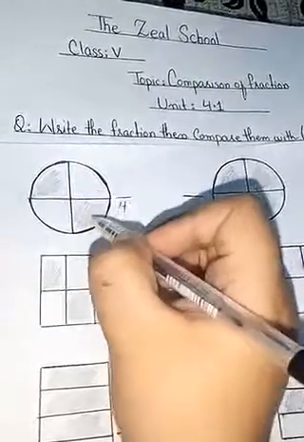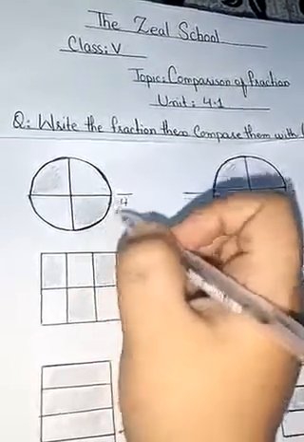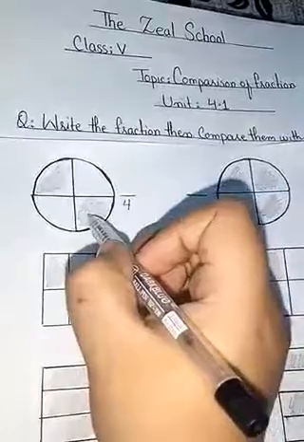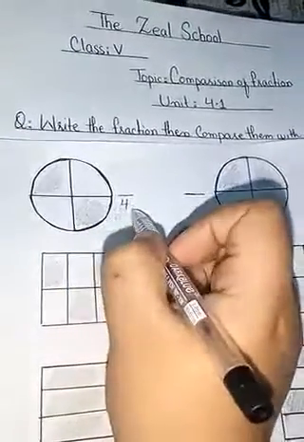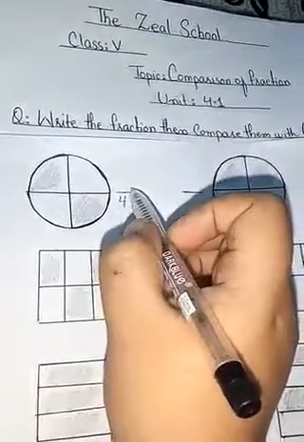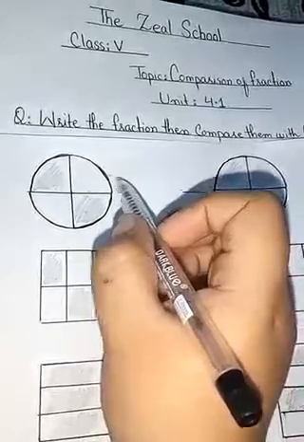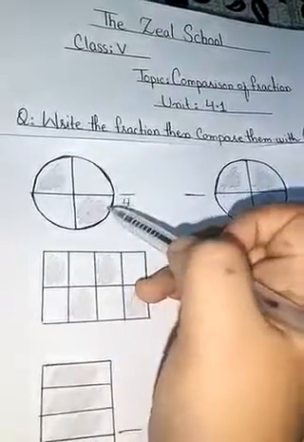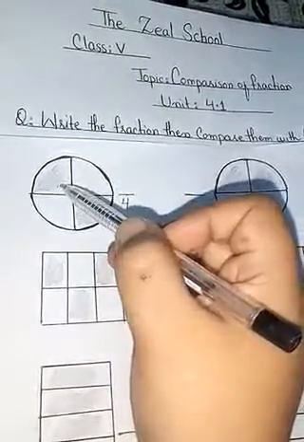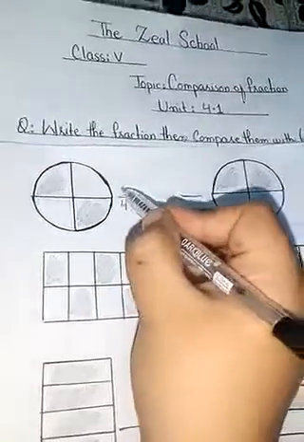Denominator is the total number of parts of the figure in the diagram. So this circle is divided into 4 parts, so the denominator is 4. Now in the numerator we have to write the number of shaded parts, and the shaded parts are 1 and 2. So the numerator is 2.